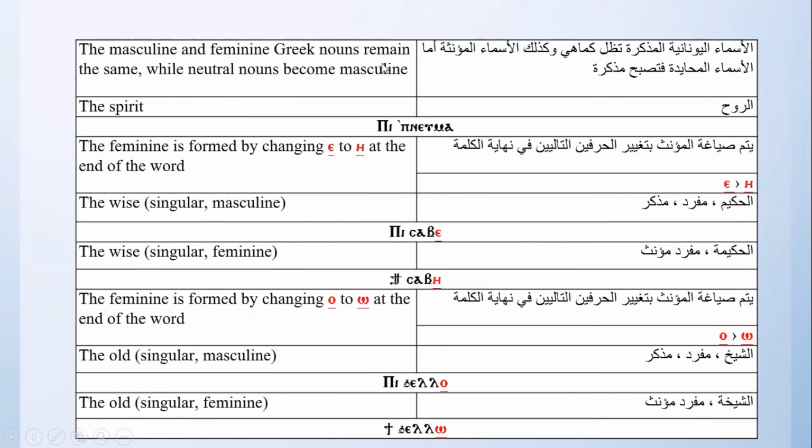The masculine and feminine of Greek nouns remain the same, while neutral nouns become masculine. For example, pi pneuma is a masculine word. The feminine is formed by changing the letter A into eta at the end of the word. For example, the word pisave means a wise man. We turn it into feminine by saying tisavi, the wise woman. Sometimes the gender of the word changes when we change the O into omega. For example, pichello means the old man, and tichello, the old woman.